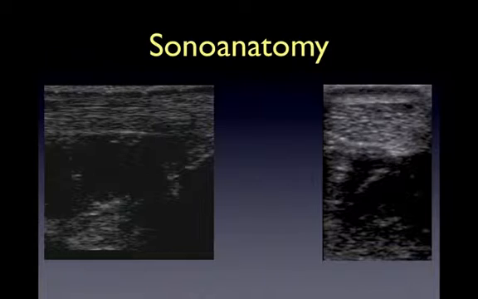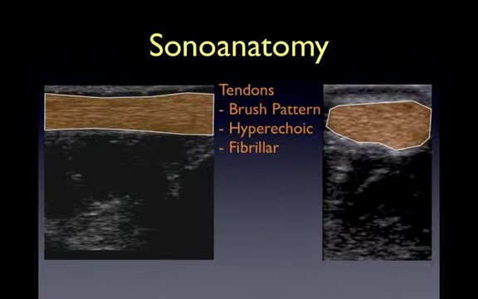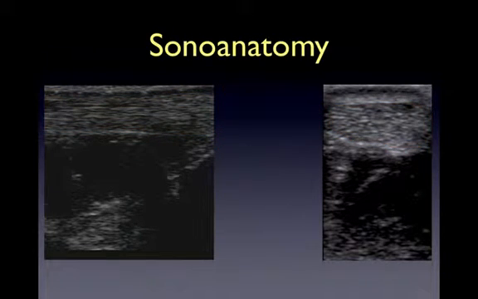Tendons can be found at the end of the muscle attaching onto the bone, and often have a fibrillar appearance or a brush pattern. So you can see in the image on the left we have a longitudinal image of a tendon, and on the right we have a transverse. Again, just think of it as looking like bristles of a paintbrush.